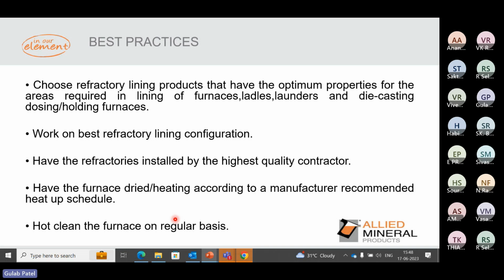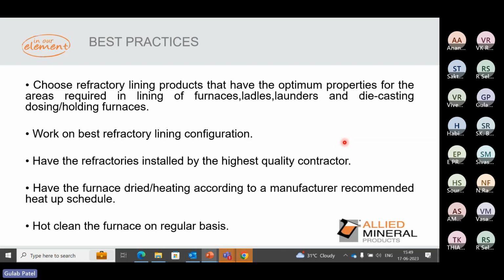Work on the best refractory lining configuration that we have discussed, and have the refractory installed by the highest quality contractor. This is also one of the very important factors, because sometimes I have seen the skilled contractor is missing, and even if you have very good quality product, if it is not installed the way it has to be installed as per the proper procedure, absolutely it is not going to give the performance as mentioned or addressed by any manufacturer.